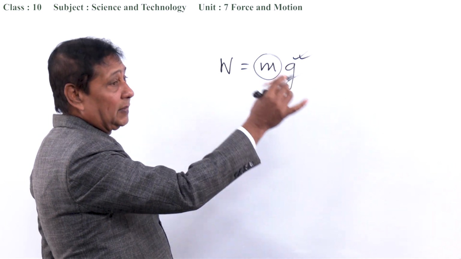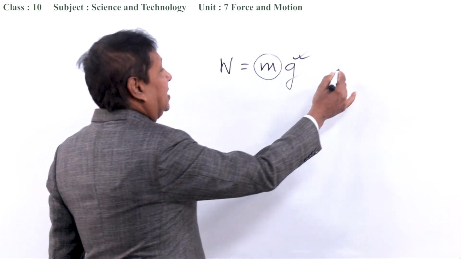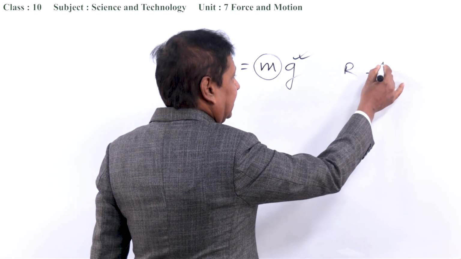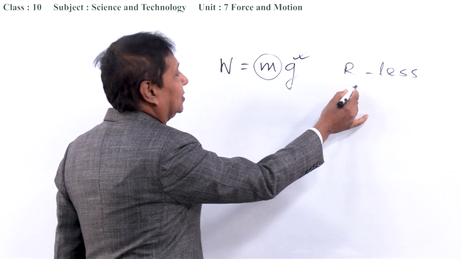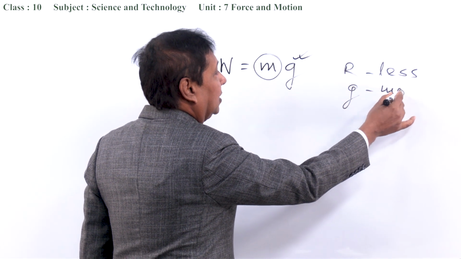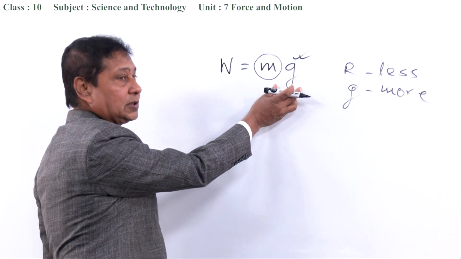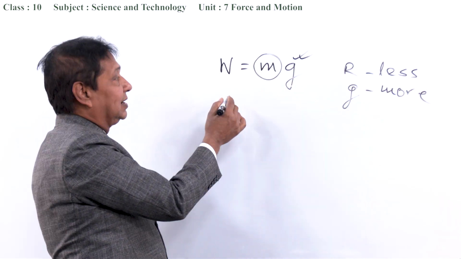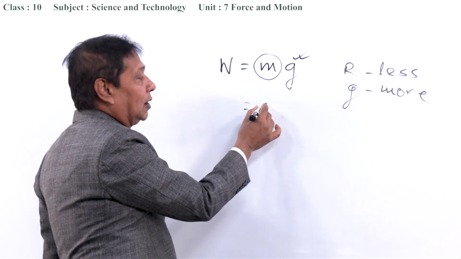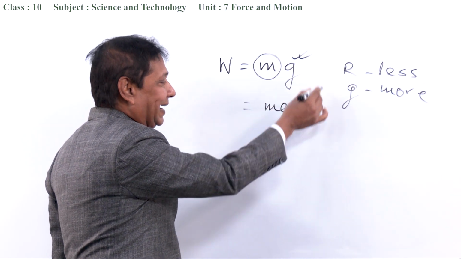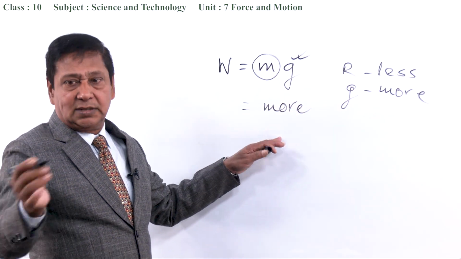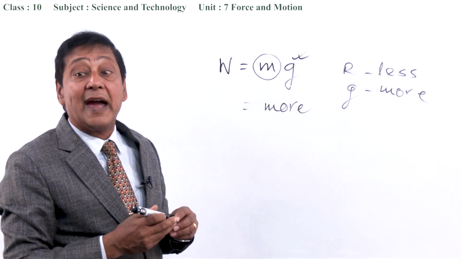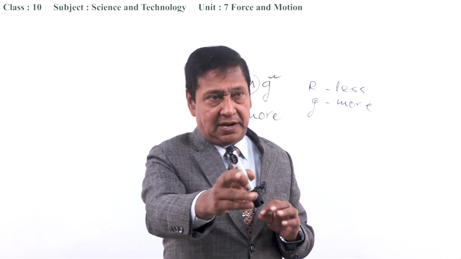At sea level, the radius of the earth is very less. That's why g will be more. And that's why the product of more g and the mass, that is the weight of the body, will also be more at sea level. This way we can answer this question, or we can understand the fact behind this statement.